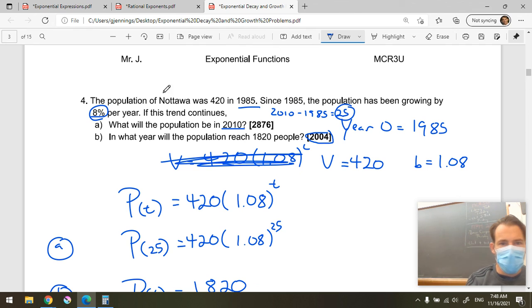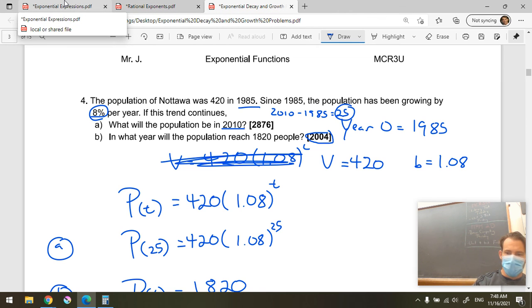So yeah, I hope that has been helpful. These are the problem types that we'll be looking at tomorrow on the quiz: exponential growth and decay, rational exponents, and exponential expressions.